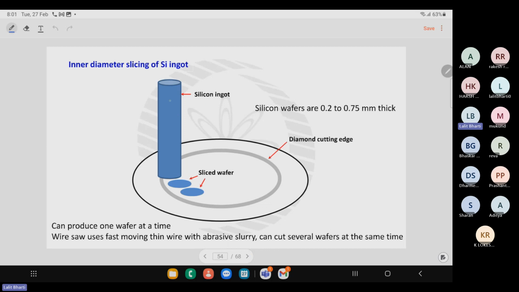Then you have this cylinder that is called a silicon ingot. That is basically the cylinder we got from the Czochralski process or the Trojan process. Then they are cut with a diamond cutter and polished as silicon wafers of 0.2 to 0.75 millimeter thickness, and the diameter is the diameter of the ingot.